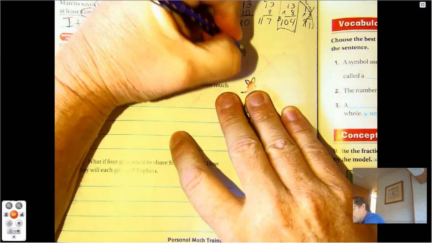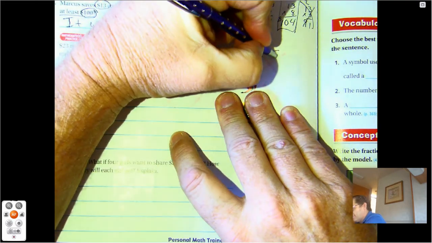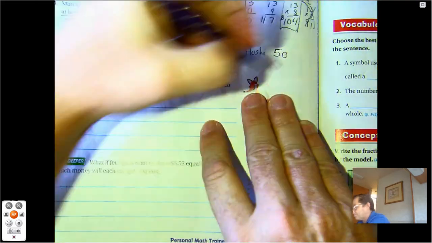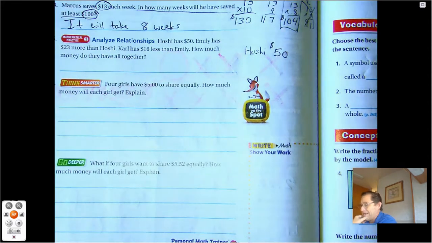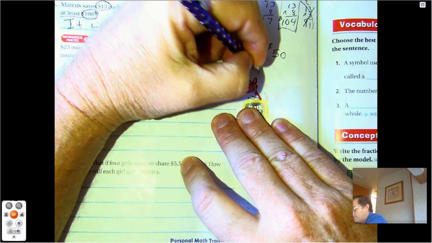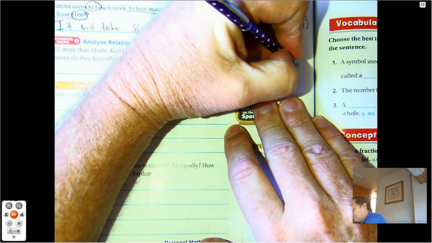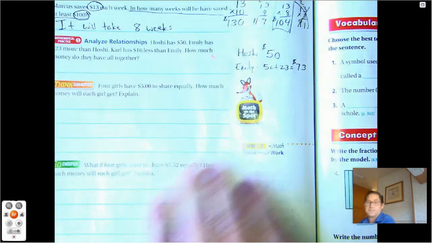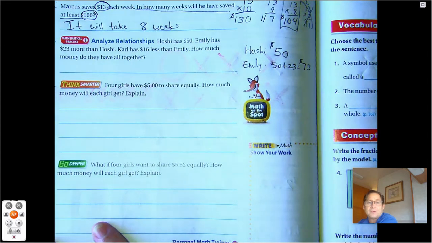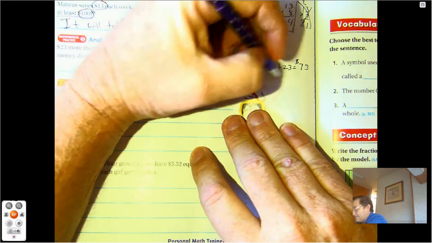Okay, so we know Hoshi's amount. He has $50. Emily has 23 more. So Emily would be 50 plus 23. So she has $73. And Carl has 16 less than Emily.